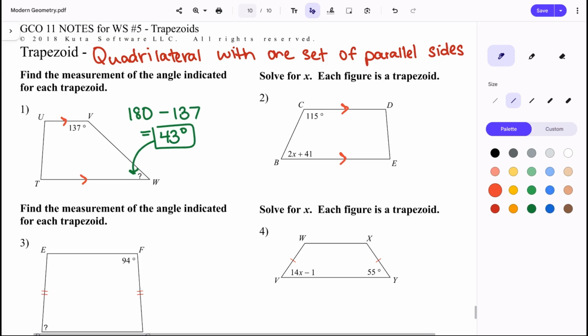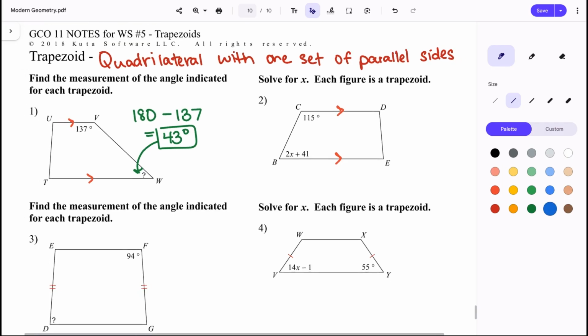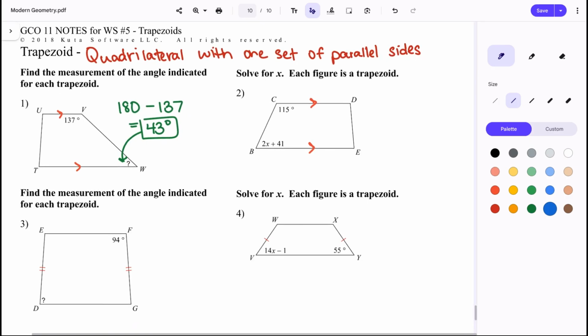And if they wanted me to, I could then plug it back in to actually find the angle. They just want me to solve for x, so I don't need to take it that step further, but I could if they asked me to. So I'm just going to set this up where it says 2x plus 41 plus the 115 equals 180. And then you're going to solve for x. Why don't you guys take a minute and go ahead and do that?